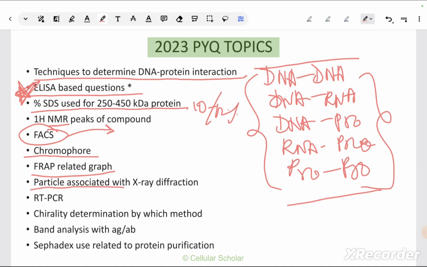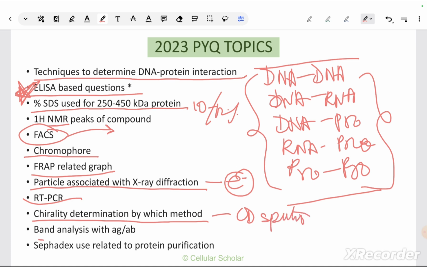Now particle associated with X-ray diffraction, so this is electron. RT-PCR. Chirality determination by which method? So the answer was CD spectroscopy. Band analysis with antigen and antibody. I don't remember the exact question, but it was easy.